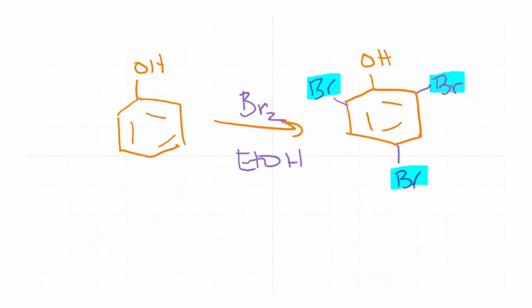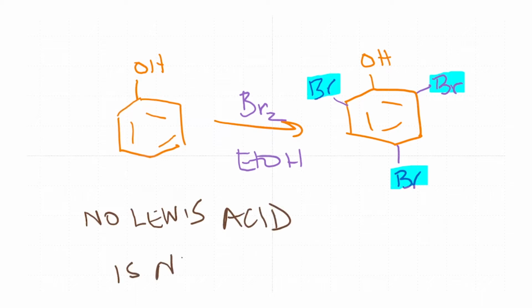The second thing that you notice is that there is no Lewis acid. Okay, so no Lewis acid is needed. Okay, so this is important because that means that phenol is substantially more reactive when compared to benzene. So you may recall that for bromination we needed Br2 and aluminum chloride.